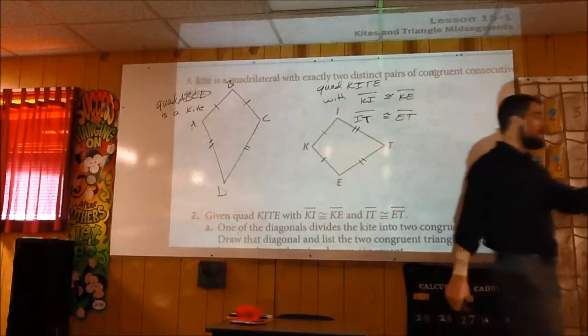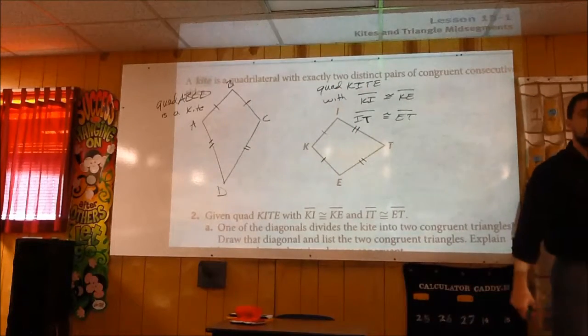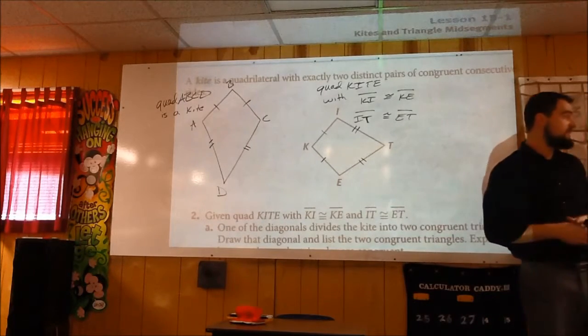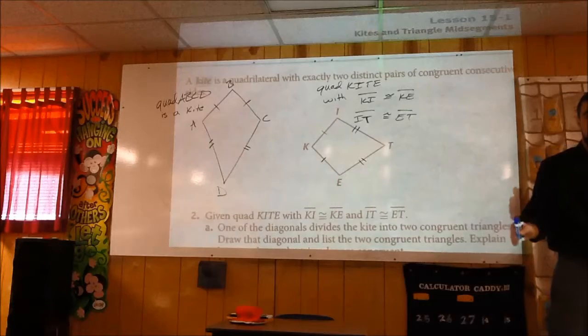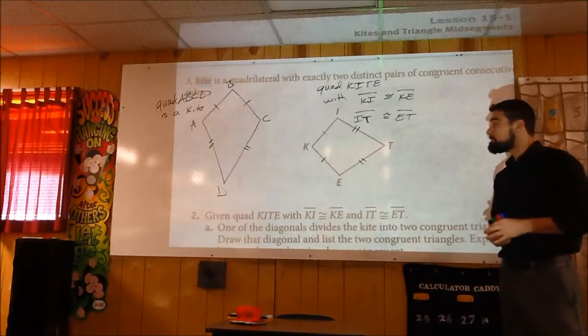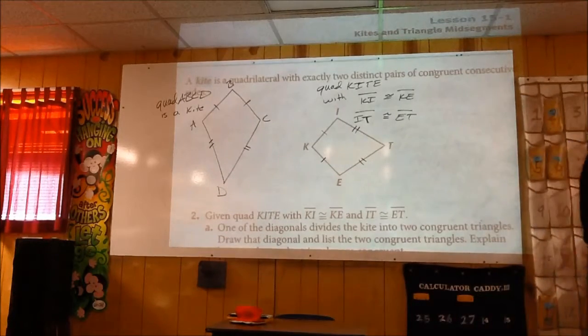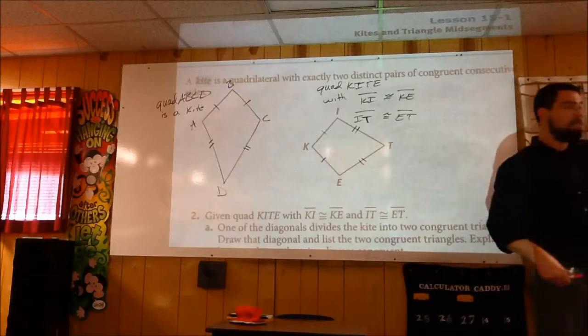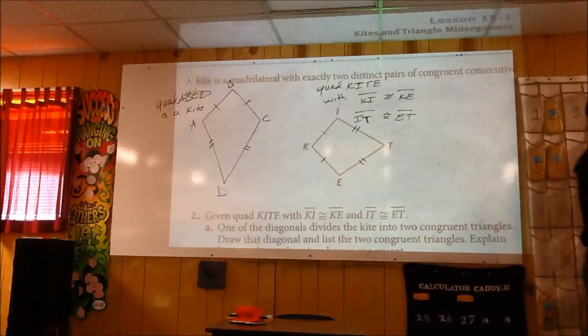And so over here, I have listed off the things we're going to learn. I would write these 6 things. The first one, the definition, it tells us that there's 2 distinct pairs of congruent sides. Now you already have the definition written, but you need to know that this is one of the 6 things you must know.